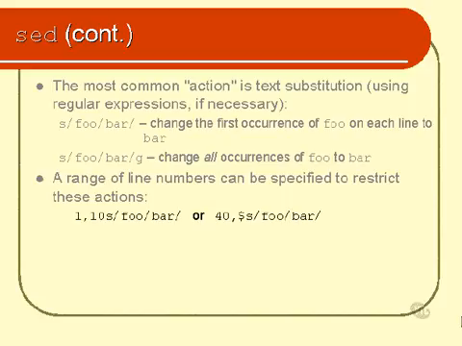Or alternatively, you could say 40,$. Now the dollar actually means, in this case, the last line of input. So all the way from line 40 to the last line of input, I want you to substitute foo for bar. If you don't specify line numbers, then the actual actions will be performed on every single line of input.